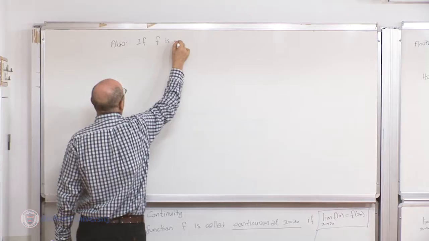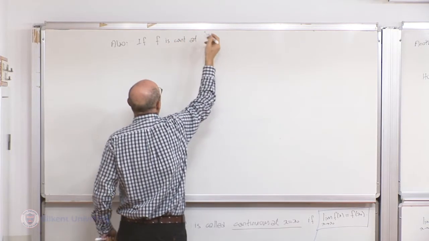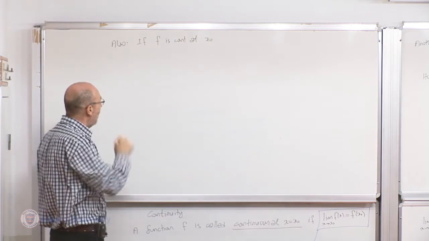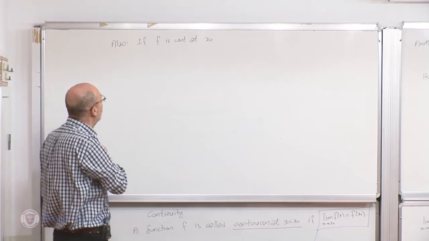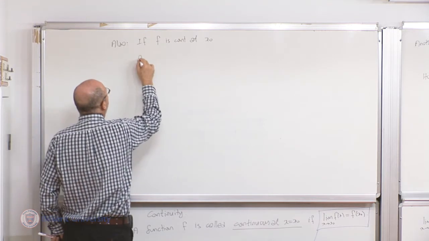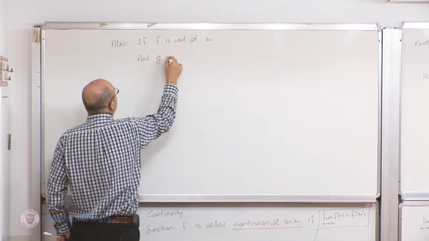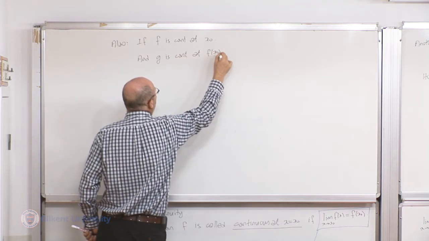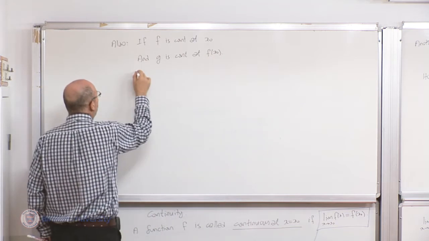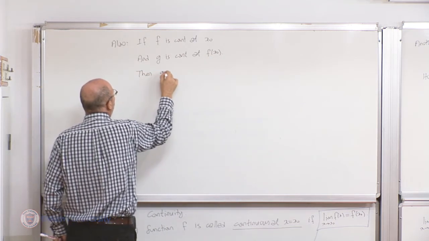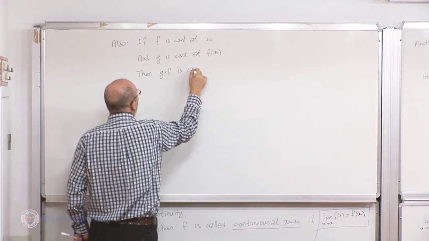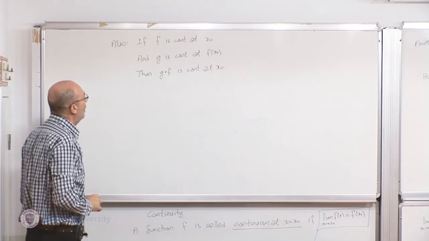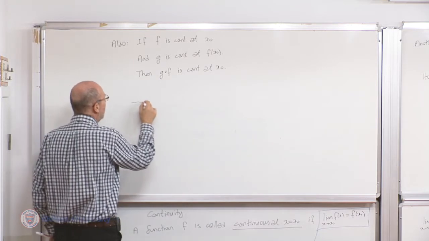f is continuous at x sub 0. Okay, let's say. And g is continuous at f of x sub 0. Okay, then g composite f is continuous at x sub 0. Okay, so it may sound boring, but a picture is illuminating.